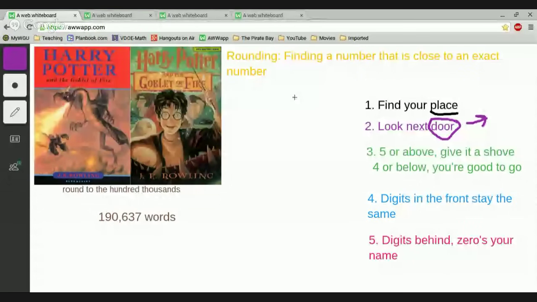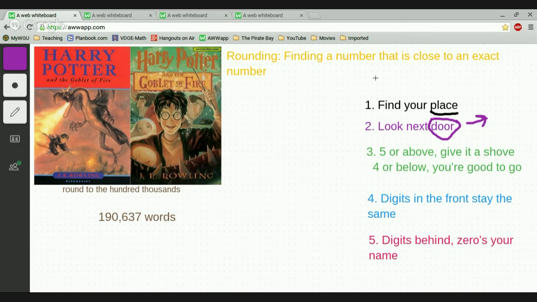So let's get started. Today we're going to be talking about rounding. So let me share my screen a while. Yes, we'll be talking about rounding. And rounding is just basically finding a number that is close to an exact number. This is helpful if you're grocery shopping and you don't need to know exactly how much money you've spent. Or in the couple examples I'm going to give you, it's not always necessary to have exactly the right number. Sometimes it's okay to have a number that's not exact.